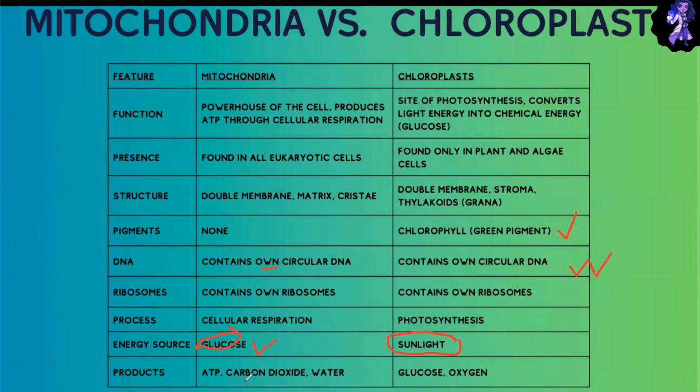The products of mitochondria, or what's being released, is ATP, CO2, that's why we breathe out carbon dioxide, and water, which we release. And chloroplasts have the opposite, where they produce glucose and oxygen. That's why it's good to have a lot of plants, because they release oxygen that we as human beings can consume.